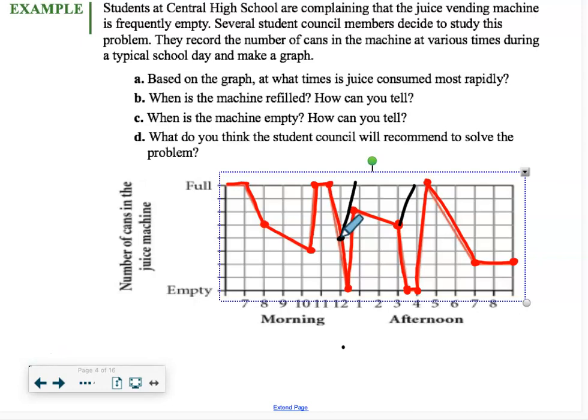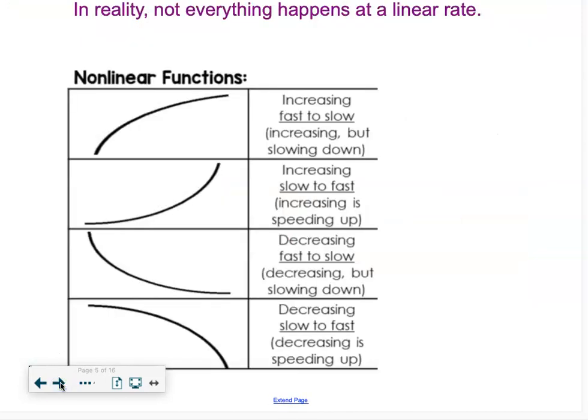Does everyone understand how we came up with those answers? Talk to me if there are any questions. Everyone was able to kind of read and interpret? Yeah? Okay. All right, the next thing we're going to talk about are graphs that are not linear, graphs that are curvy.